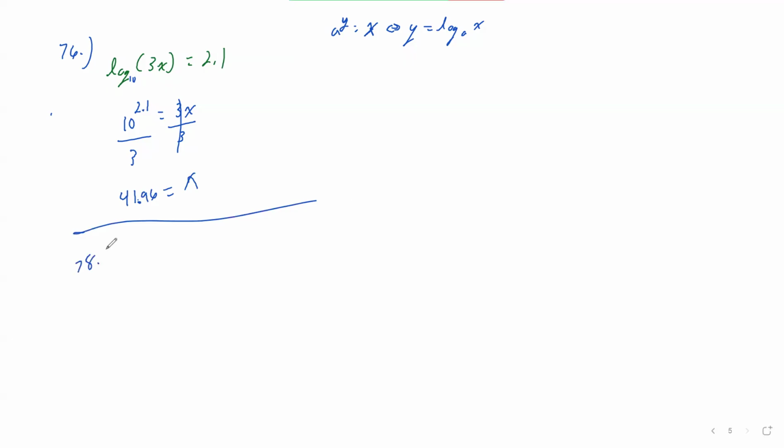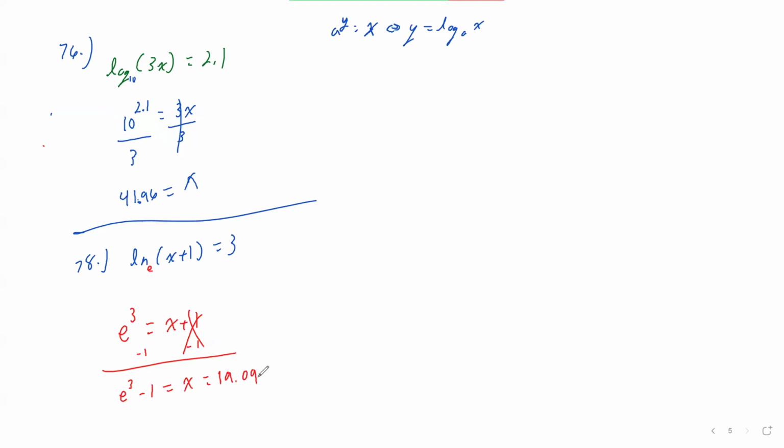So we'll do 78. Natural log of x plus 1 equals 3. Remember, this is a base e. There's a base e right here. So this becomes e to the third equals x plus 1. So I would subtract 1 on both sides. And so I would see e to the third minus 1 equals x, which, couldn't tell you. So this is going to be e raised to the third minus 1. And I get 19.09 for that one there.